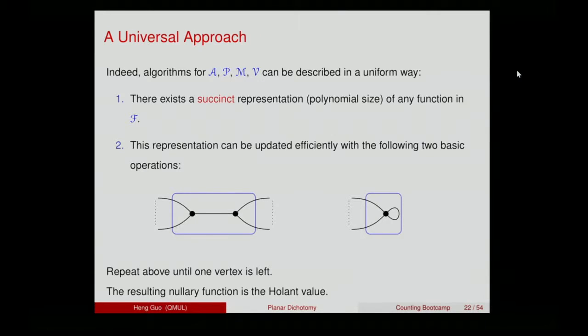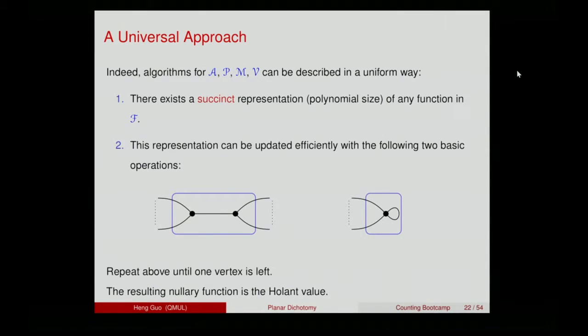So notice that given any graph, we can repeatedly do these two moves to construct the graph. Given an instance, we first cut all the edges, then we connect them, and when they are in the same component, connecting them again is like doing a self loop. And we do this until we have only one vertex left, while maintaining this succinct representation. In the end, we will get a nullary function. Nullary just means there's no input. No input means there's only one value, which is exactly the whole sum.